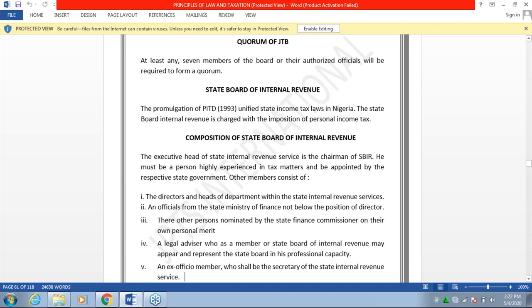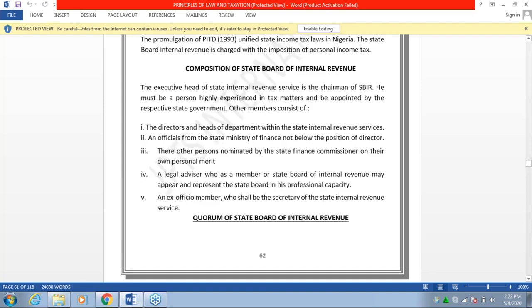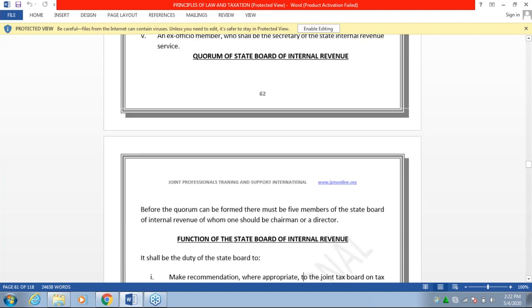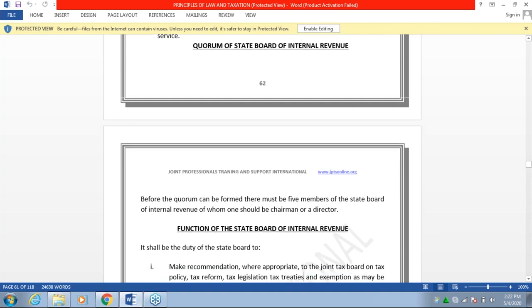Other members consist of the following. One, we have the directors and the heads of department within the State Internal Revenue Service. Then an official from the State Ministry of Finance, not below the position of director. Then there are other persons nominated by the State Finance Commission on their own personal merit. So now, on their own quorum, before the quorum can be formed, there must be 5 members of the State Board of Internal Revenue, of whom one should be the chairman or a director.